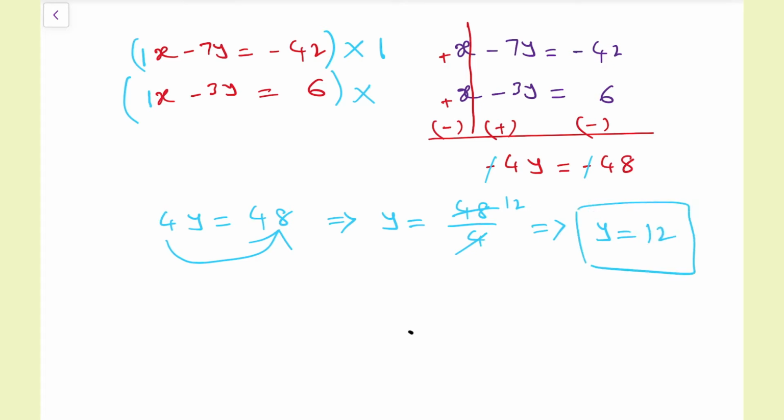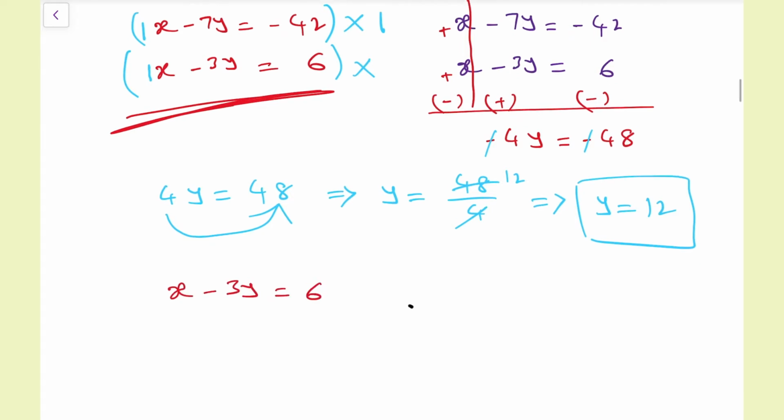After getting the y value, we need to substitute this y value in any one of the equations, so we will get the x value. I am taking the second equation because it has smaller numbers compared to the first equation. In the first equation 42 is there, so it is a bit difficult. That is the reason I am going with the smaller one. The second equation is x minus 3y equals 6.